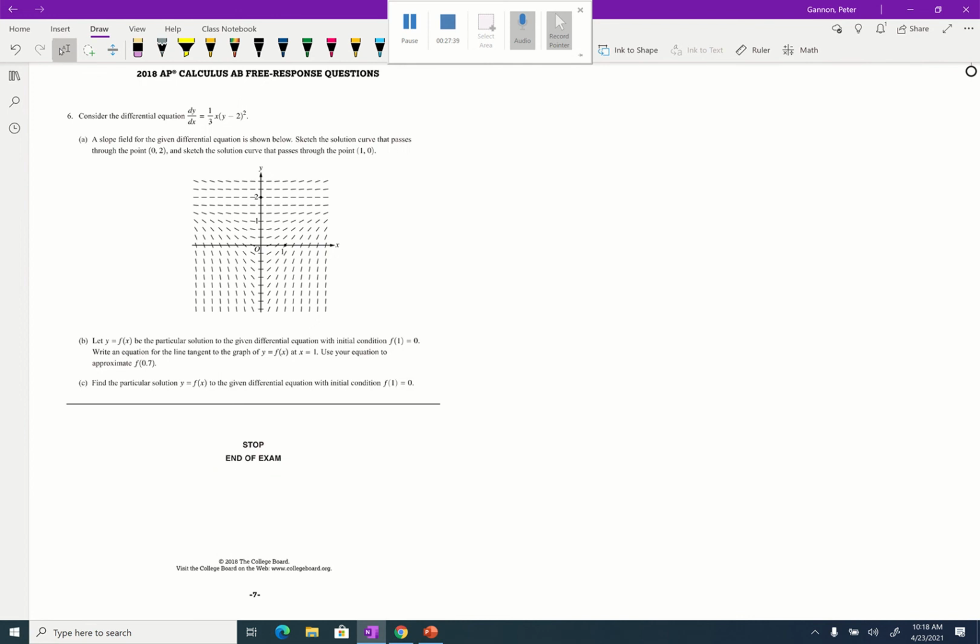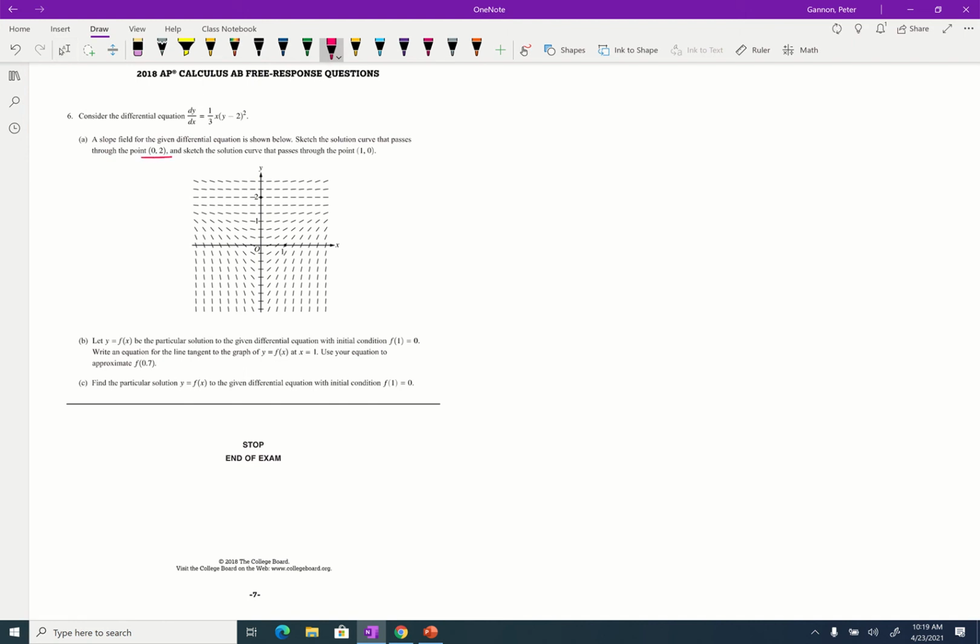So for number 6, we are looking at a differential equation where dy dx is equal to 1/3 of x times y minus 2 quantity squared. Part A says a slope field for the given differential equation is shown below. Sketch a possible solution curve that passes through the point 0, 2, and sketch the solution curve that passes through the point 1, 0.